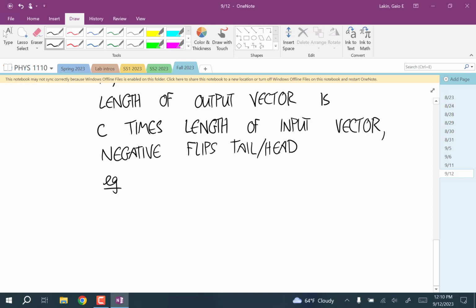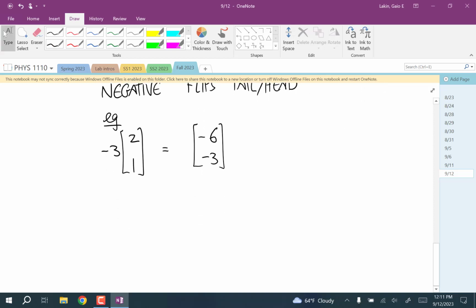as an example, if you multiply -3 times the vector 2, 1, what you get out is the vector -6, -3. 2, 1 looks like this. So if there's your coordinate system, plot the point 2, 1. And then draw the vector that goes from the origin to that point. So that's the vector 2, 1.